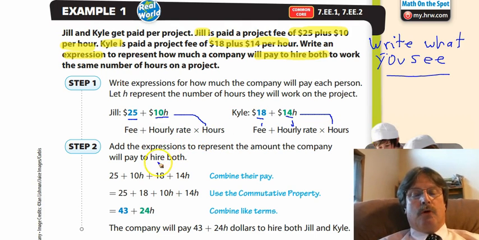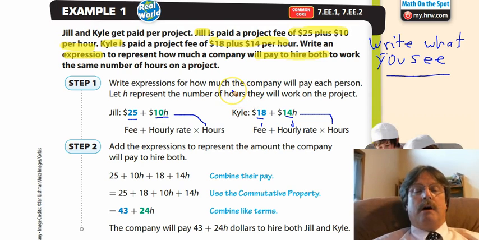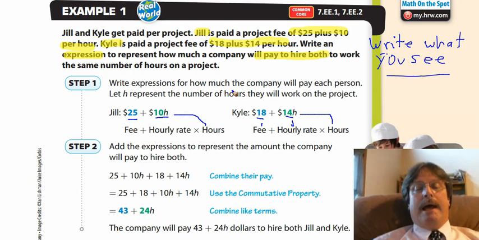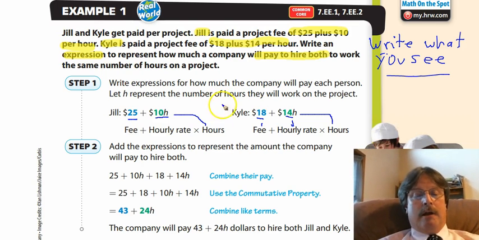Now what we're going to do is combine them, because you're the company. So it's your perspective on what you're going to pay Jill and Kyle. So that's why we're going to combine those right here. So we have Jill's, which is the 25 plus 10H, and then we have Kyle's, which is the 18 plus 14H. They use the commutative property to move things around.